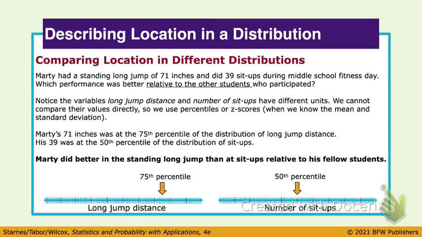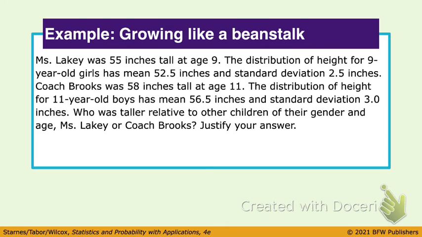So let's look at another example here. This is an example between Miss Lakey and Coach Brooks and the heights that they were when they were younger. We're going to see who was taller when they were younger, relatively speaking. Miss Lakey was 55 inches tall at age 9. The distribution of heights for 9-year-old girls has a mean of 52.5 inches and a standard deviation of 2.5 inches.